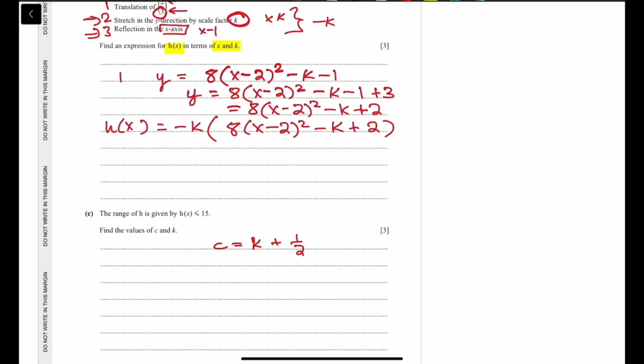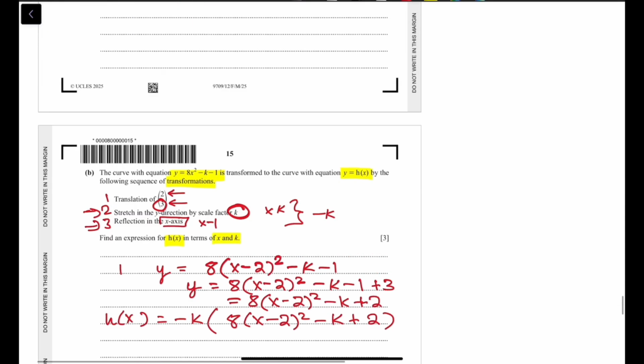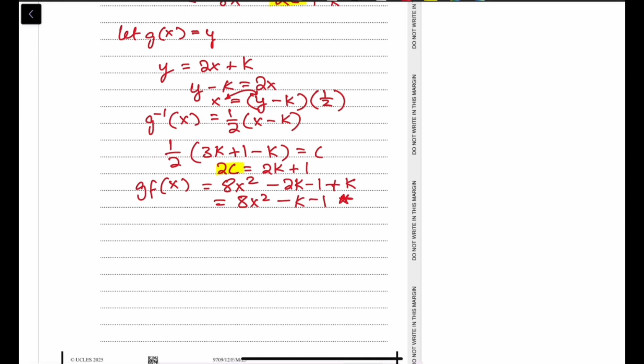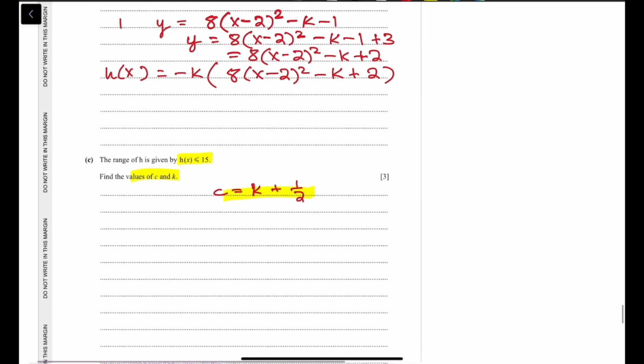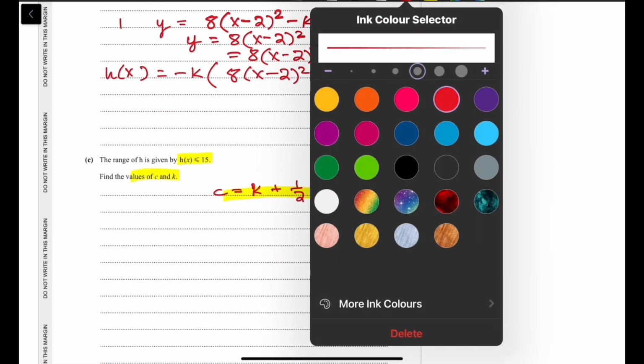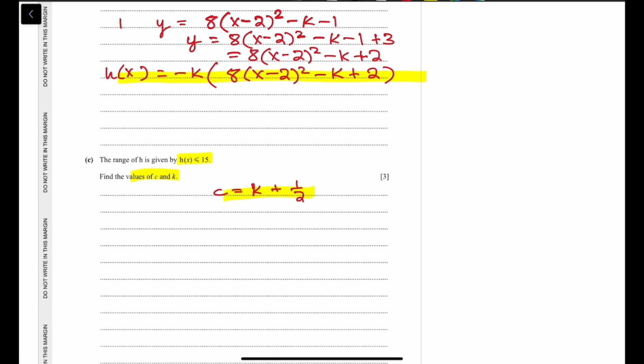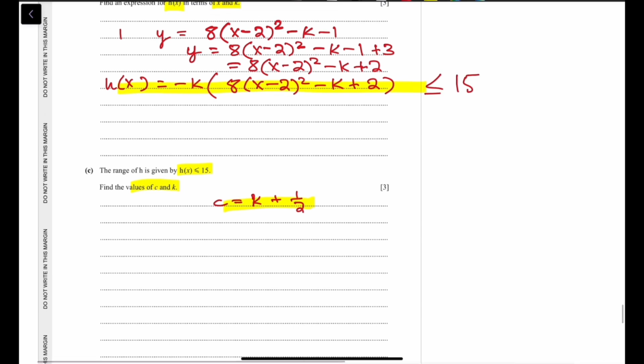Part C. The range of h is given by h of x is less than or equal to 15. Find the values of c and k. So c equals k plus a half. That is because I've derived this from this equation right here. And our h of x is here. So this is less than or equal to 15. We can take this minus k and multiply out the brackets. Eventually, we will get this multiplied by k and this part multiplied by k.